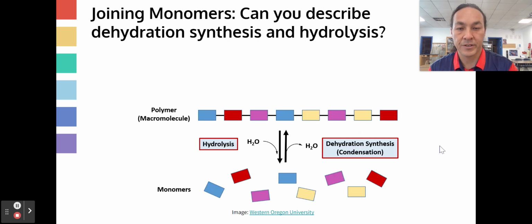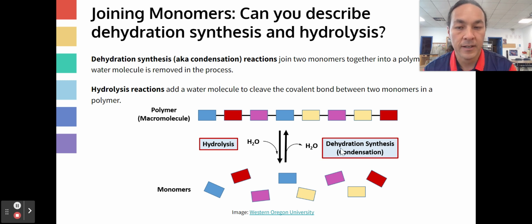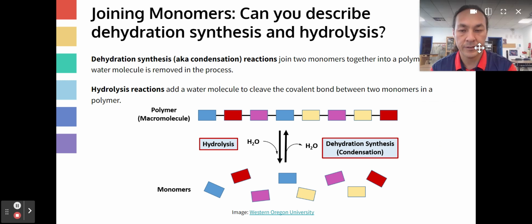Let's check out this picture here. Can you describe dehydration synthesis and hydrolysis? So here, use your words. Synthesis means to join together, right? So we're joining together these monomers, these blocks down here, into this nice chain up here. When that happens, it dehydrates. It loses a water molecule. So dehydration synthesis is joining two monomers together into a polymer, and a water molecule is removed in the process.